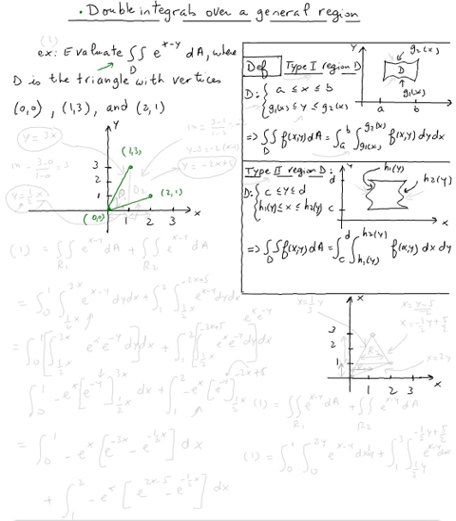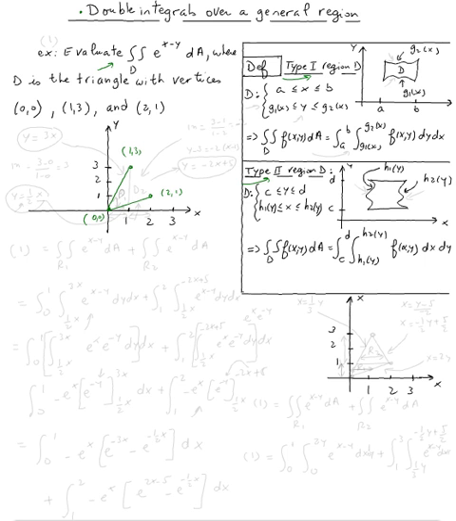Alright, now we have two options. We're either going to use a type 1 or type 2 region. So which one do we want to do? Let's try to do type 1. Well, let's try to do both of them, and then we just evaluate one integral. Alright, so let's start with type 1.